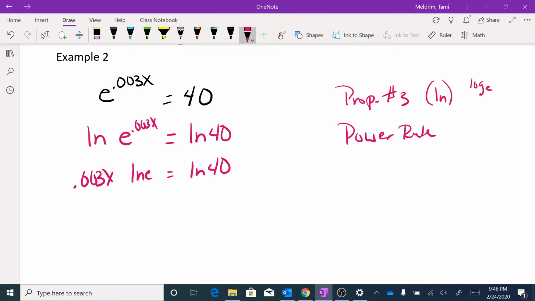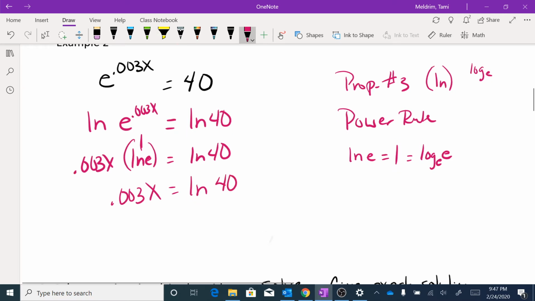The nice thing about using the natural log with this e, remember the natural log of e is going to equal 1, because the log base e of e equals 1. So this whole thing right here is just 1. So 1 times 0.003x is just that 0.003x. And that equals the natural log of 40.